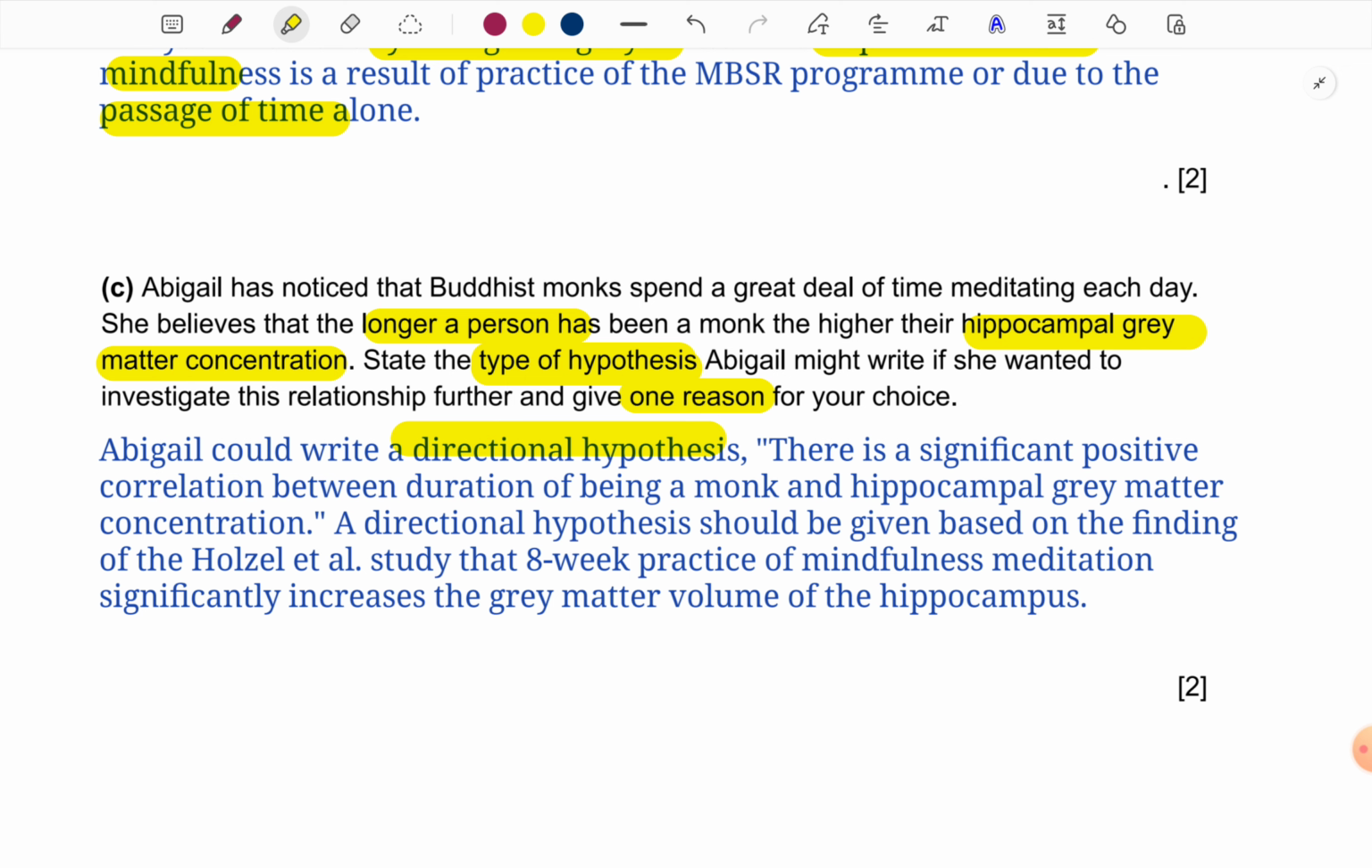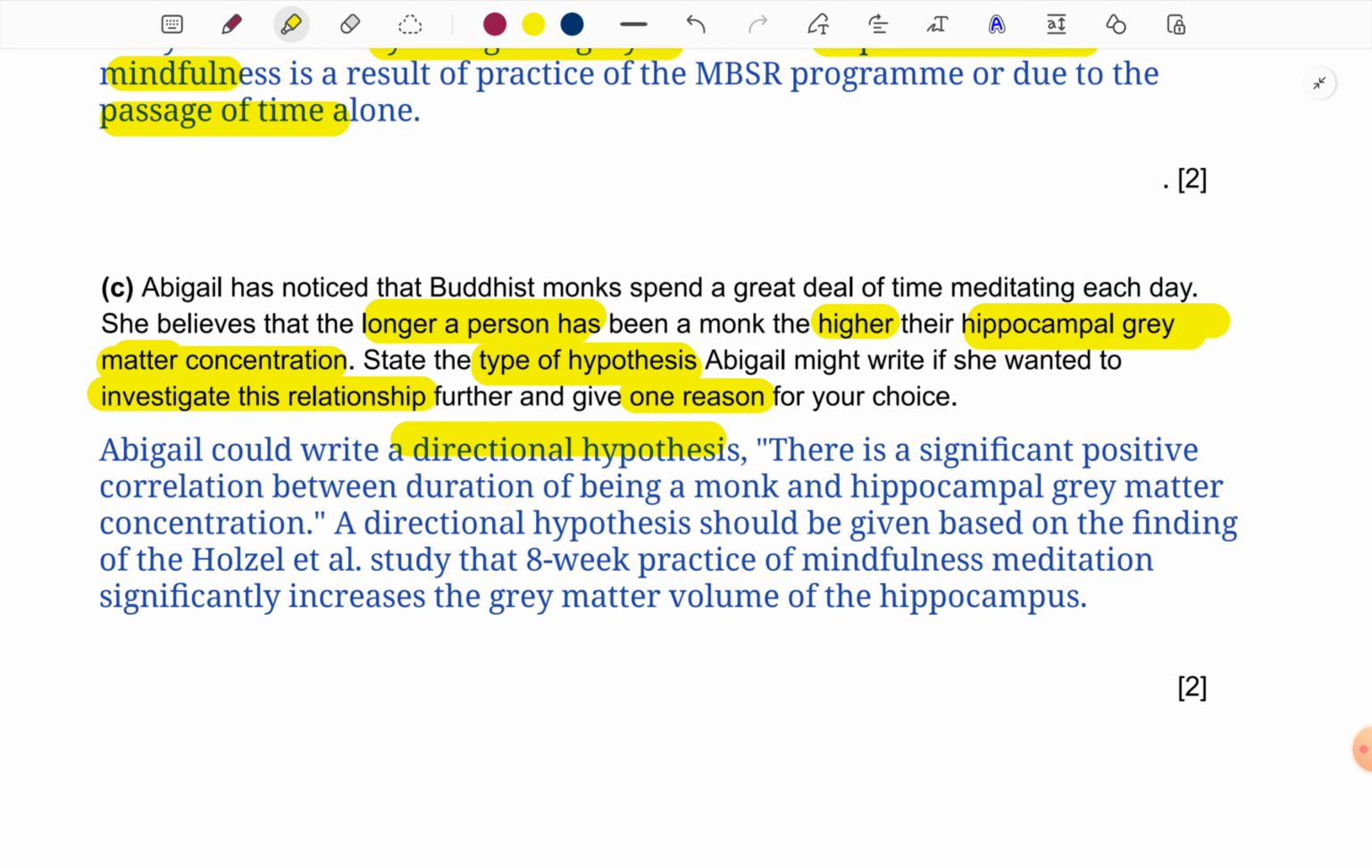Now, one more very important consideration here is not to mix up an experimental and a correlational hypothesis. It's clearly specified she wants to investigate a relation. In fact, if you read the stem of the question, the wording is absolutely correlational. The longer a person has been a monk, the higher their hippocampal gray matter. Typical positive correlation type of statement it is. You lose marks in this case if you give a different type. That is an experimental hypothesis.